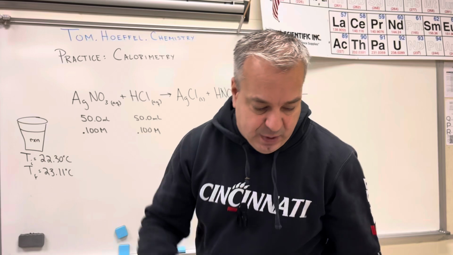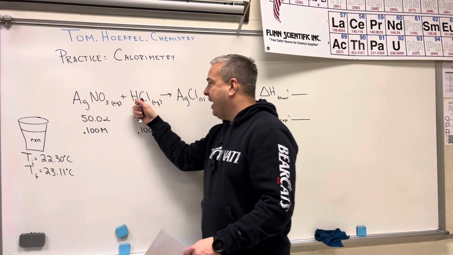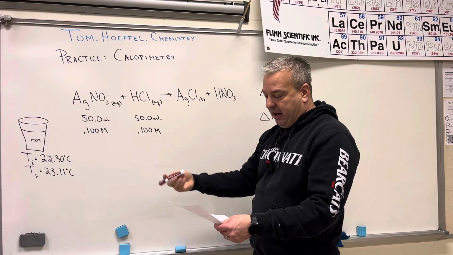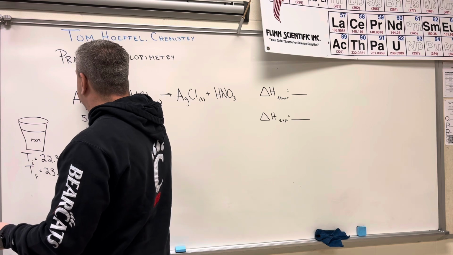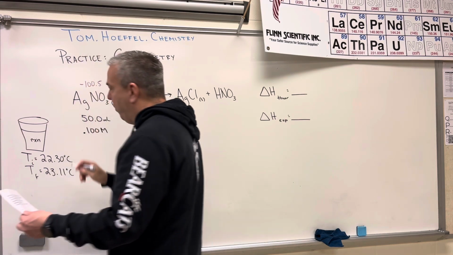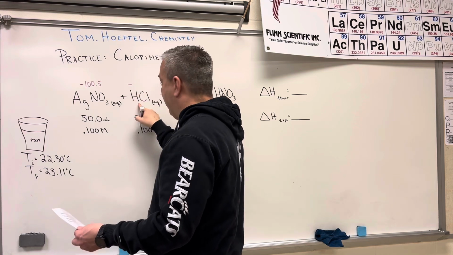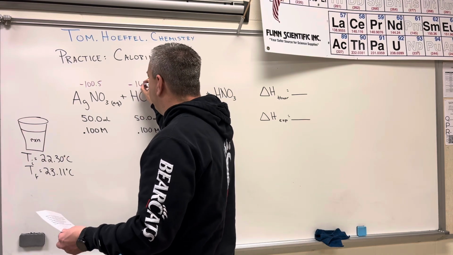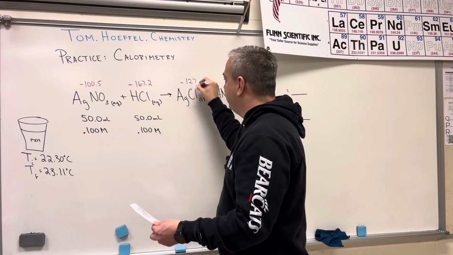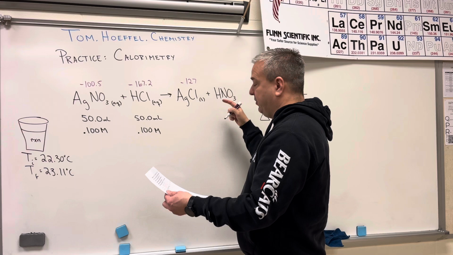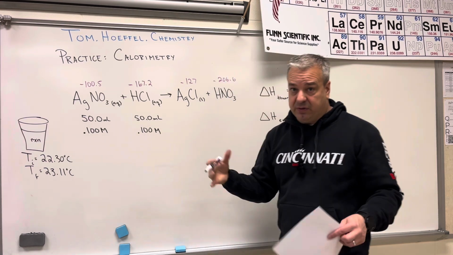So if you went into your textbook and looked up each of the values for our reactants and our products, the values that you should have got are these. The value for silver nitrate, which wasn't listed in our book, I gave you: negative 100.5. The hydrochloric acid was negative 167.2, the silver chloride negative 127, and the nitric acid negative 206.6 kilojoules for every mole.